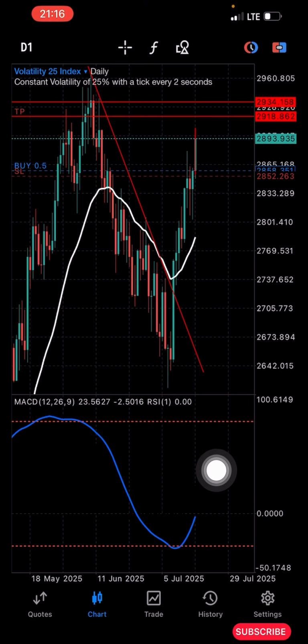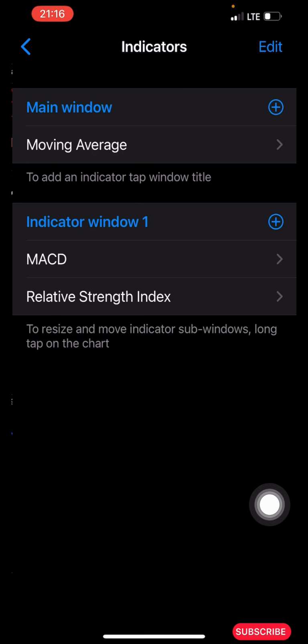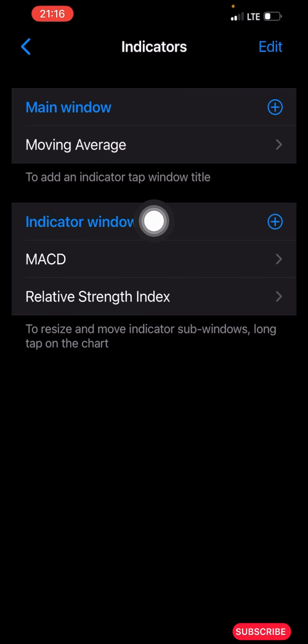Now once you add the MACD, you are going to have this blue line here on your chart. Now for this overbought and oversold level, you have to click on the F icon again. You click on the indicator window 1 plus icon. Once you have added the MACD, the indicator window 1 plus icon will be formed. So you click on this second plus icon here, then you search for your relative strength index.